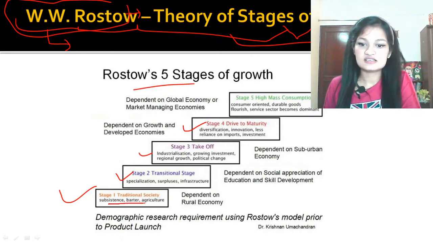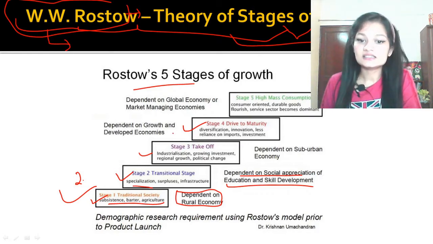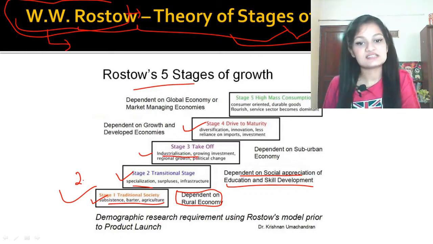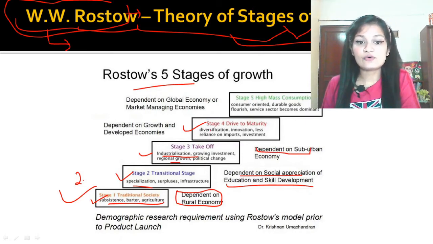The first is the traditional society, that is subsistence, barter, and agriculture, which is dependent on a rural economy. The second stage is specialization, surplus, and infrastructure, which is dependent on social appreciation of education and skill development. The third stage is takeoff. Here we see industrialization, growing investment, regional growth, and political change, which is also dependent on a suburban economy. The fourth stage is the drive to maturity, which focuses on diversification, innovation, less reliance on imports, and investment.